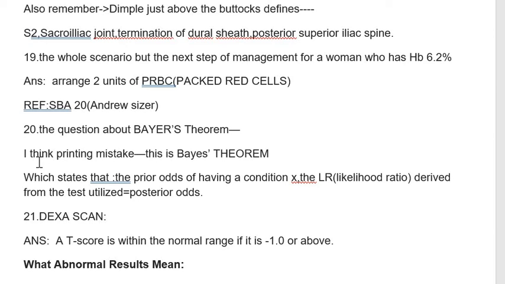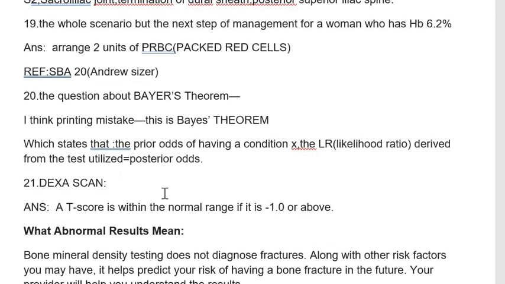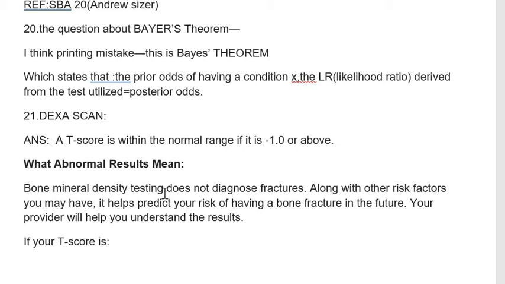Question number 20 is about Bayes' theorem. So we don't know exactly what was there, but the theorem says that the prior odds of having a condition multiplied by the likelihood ratio, this is derived from the test and utilized, gives the posterior odds. So this question is not clear, so if somebody finds a better version, then we can talk about this one. Next question, but you should be very clear about all of these ideas which are given. I will give you some better questions on it.